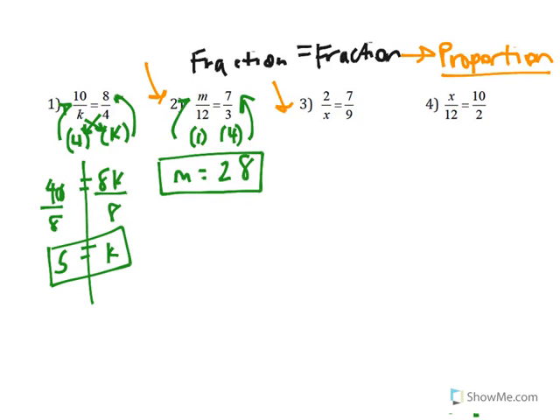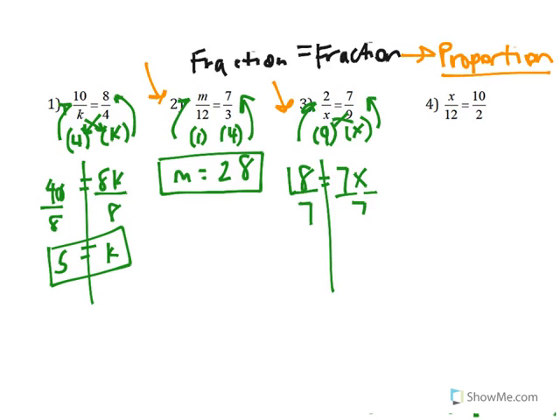Let's do this one. Here, I have 2 divided by x equals 7 divided by 9. In this case, there is no common GCF, so I just put this number over here, this number over here. I get, when I multiply, 18 equals 7x. X equals 18 over 7.